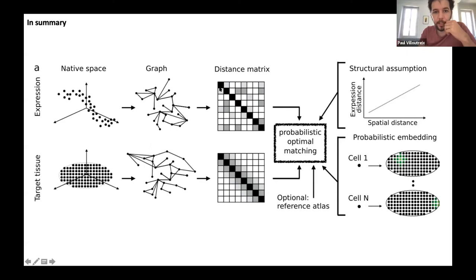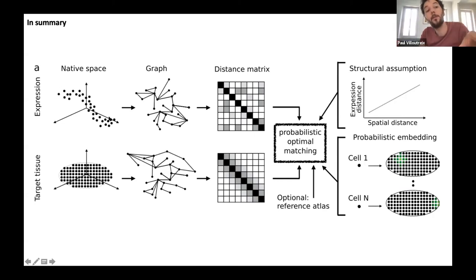Okay, and so then when you have those two graphs, those two pairwise differences, you do the optimal matching using the Wasserstein, Gromov-Wasserstein discrepancy. And you can use the reference atlas here to improve the predictions that you're making. And in the end, you get a probabilistic embedding of where your cell is supposed to be in physical space.